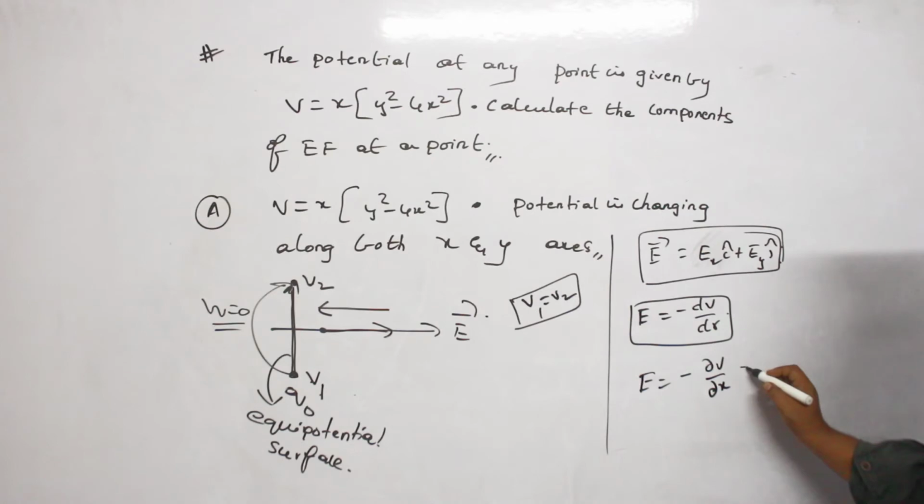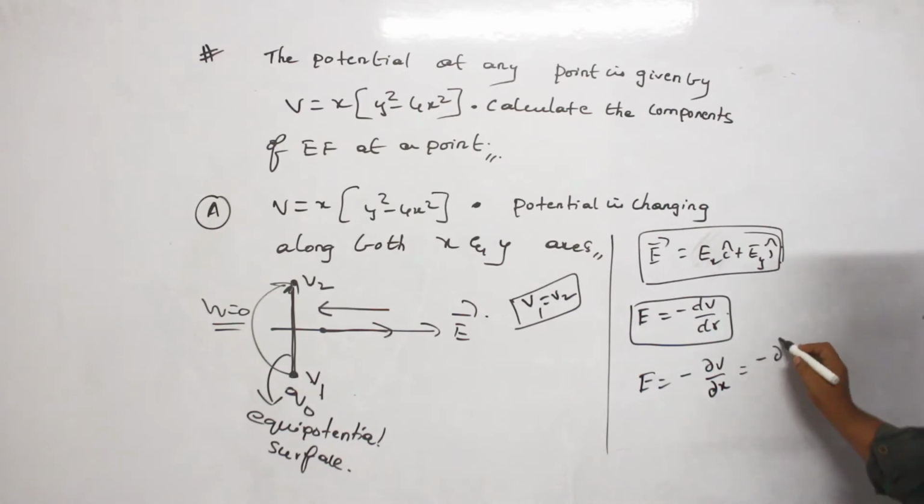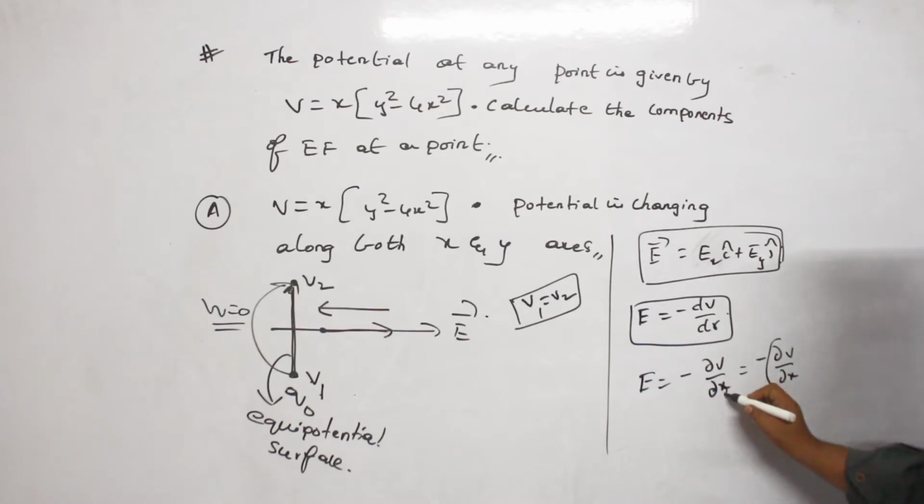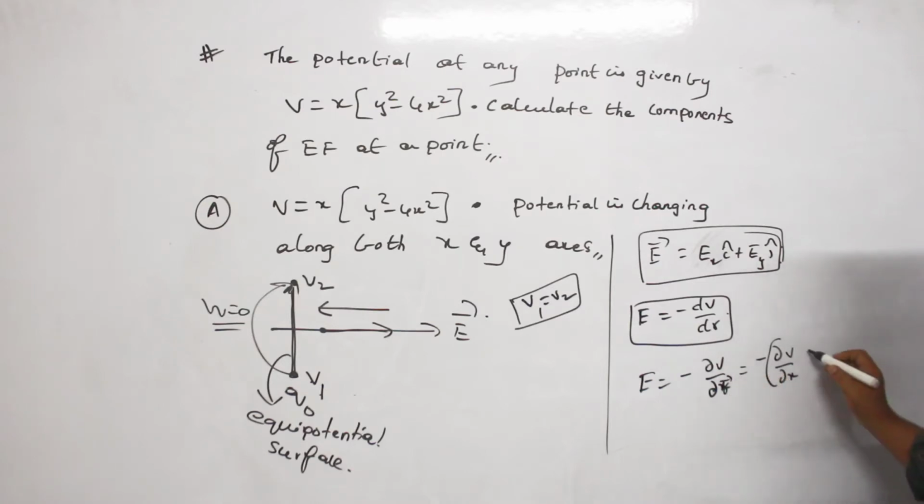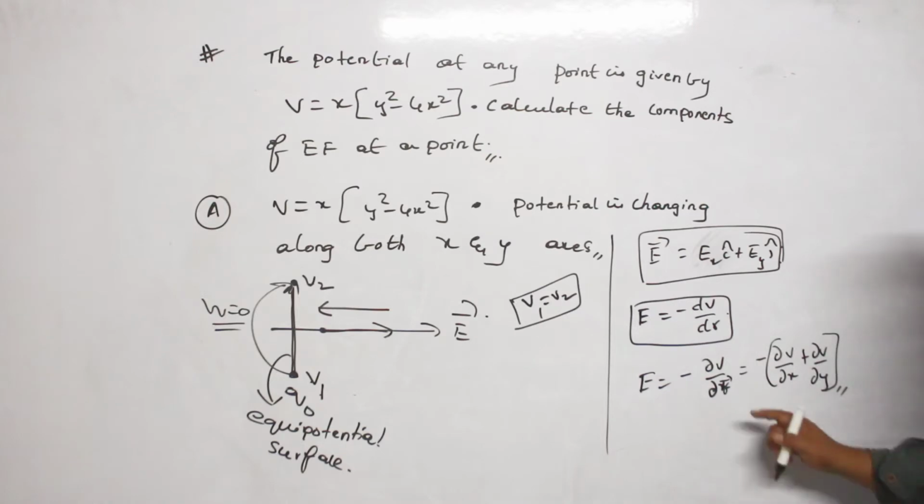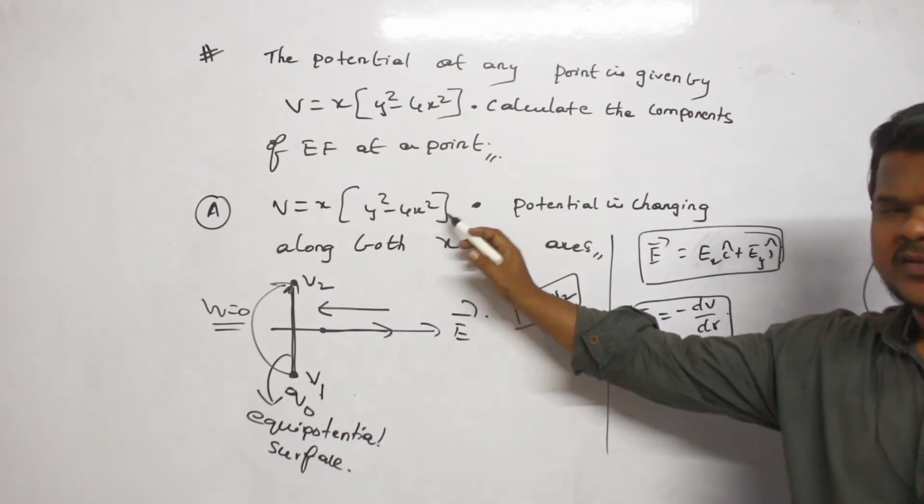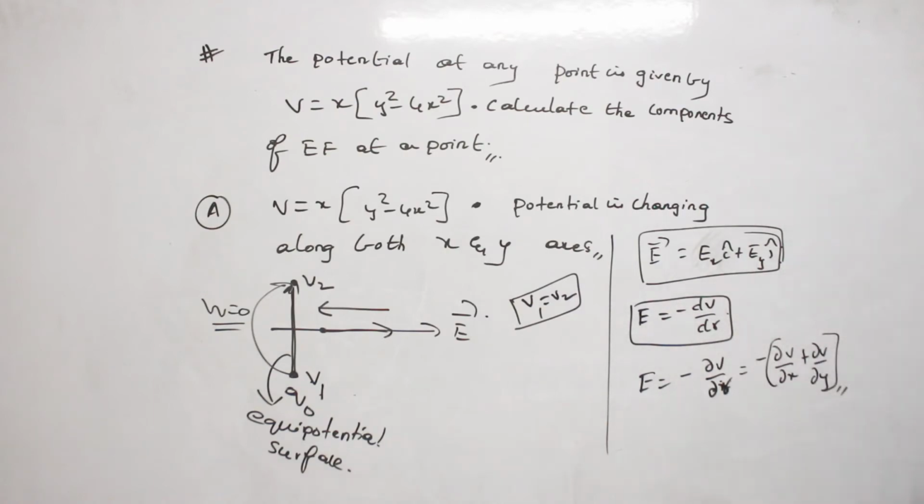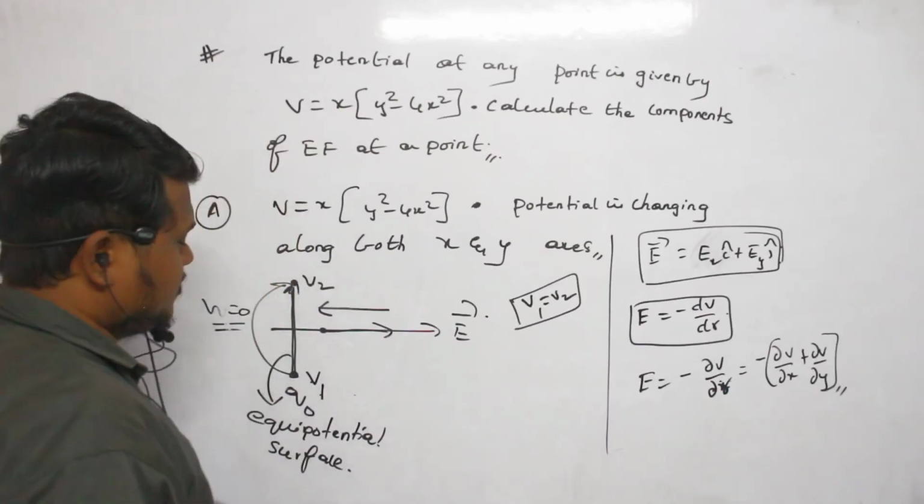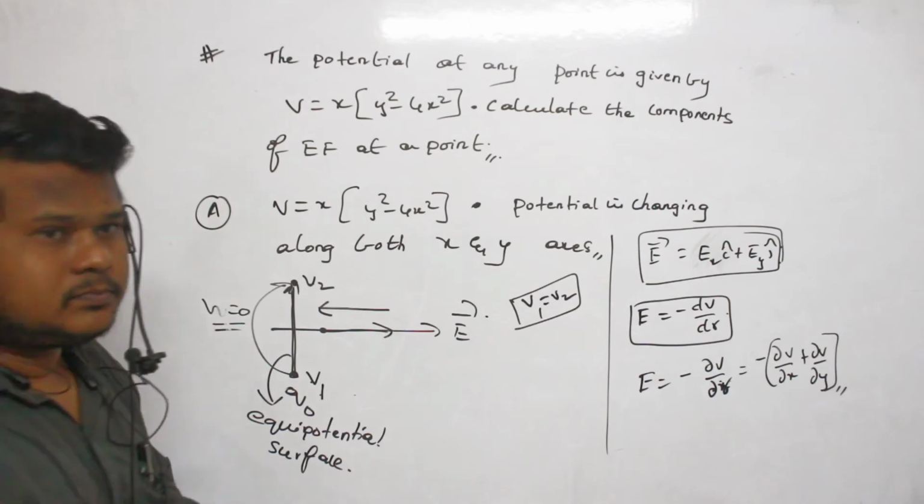Clear? Or I can write minus of dou V divided by dou x i cap plus dou V divided by dou y j cap. This is how I have to write. So partial differentiation of potential along the x-axis, partial differentiation of potential along the y-axis. Okay. So first of all, make a note up to here. Then you try to differentiate this with the partial differentiation method and see what the electric field is. Now let us see what we can do.